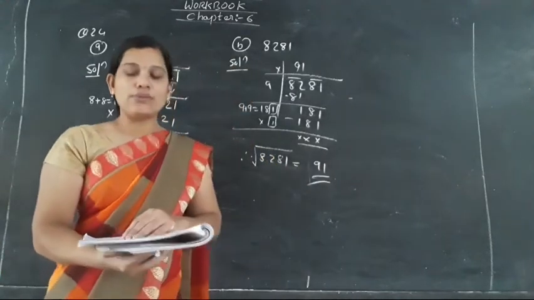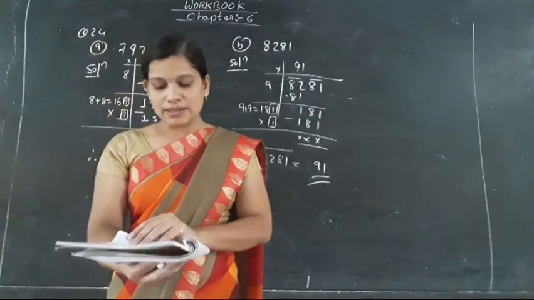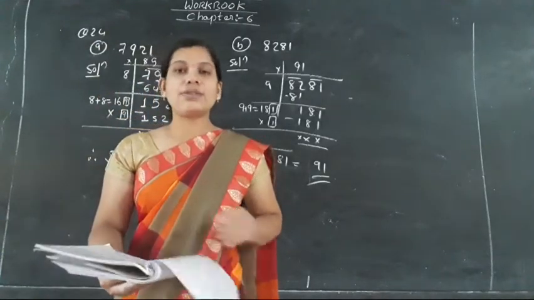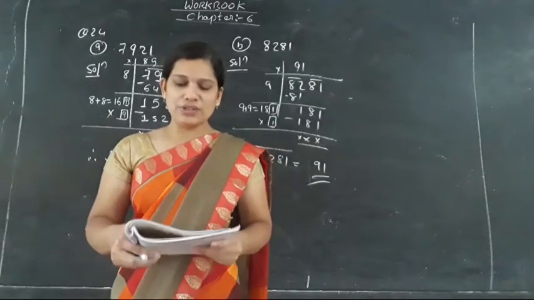So in this way you have to do the solutions for all the parts. Clear? C, D, E, F, try to do on your own. It's a very simple long division method.